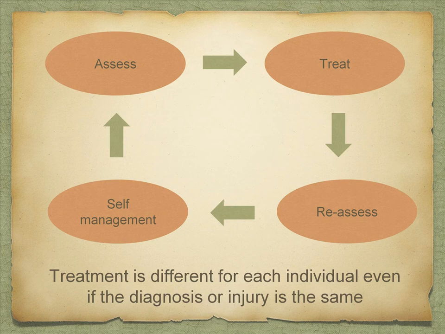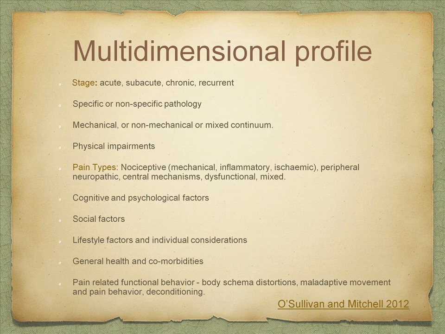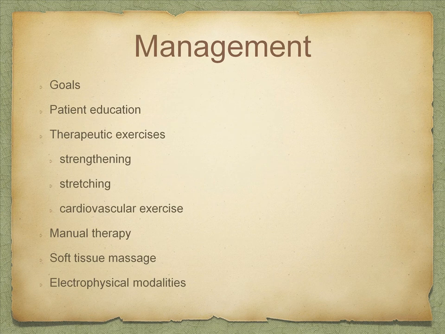Treatment approach is different for each individual, even if the diagnosis or injury is the same. Majority of the patients seen in autoimmune and rheumatology clinic have chronic musculoskeletal pain. A multidimensional profile is commonly used to address patients' physical, lifestyle, and psychosocial factors, which in turn guide the clinician to plan a holistic management.